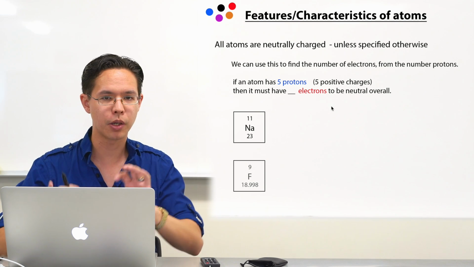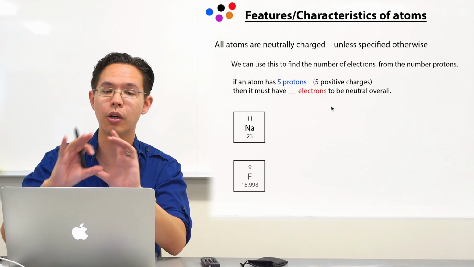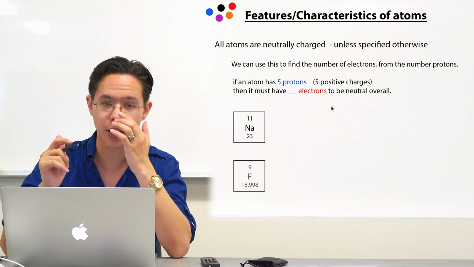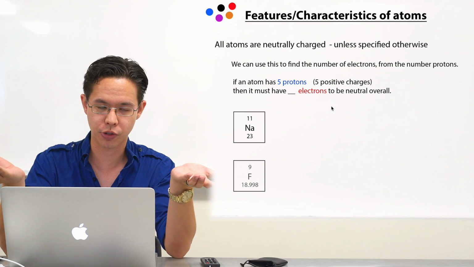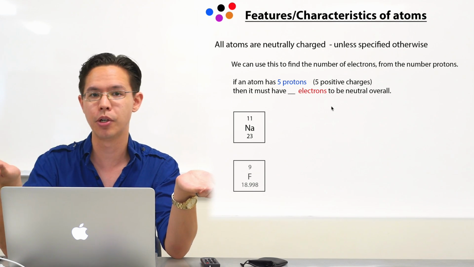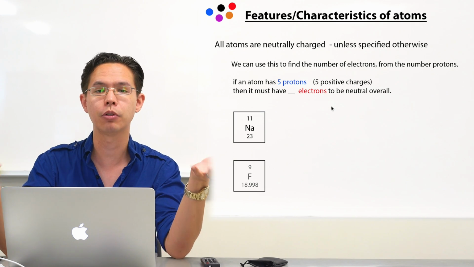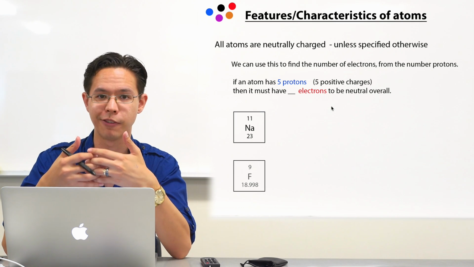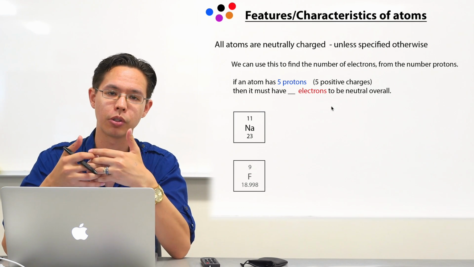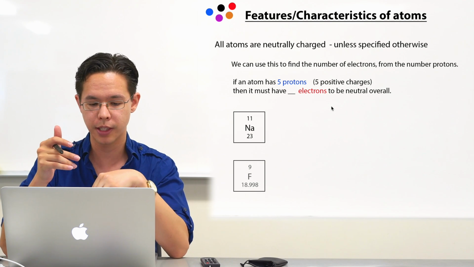How does an atom obtain a whole overall net neutral charge? That's because we've got protons and electrons. The electrons being negative, the protons being positive. If we have equal quantities of both, they cancel out to a total charge of 0. So let's look at an example here.